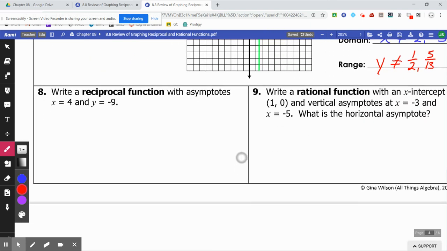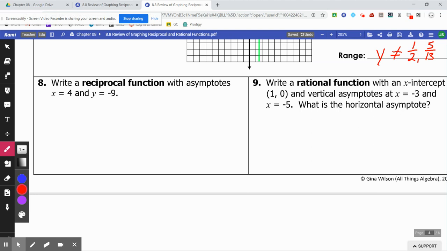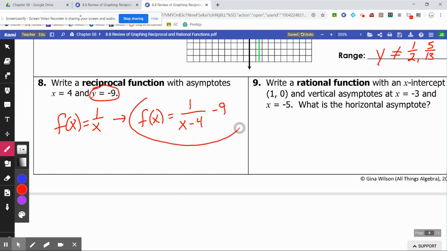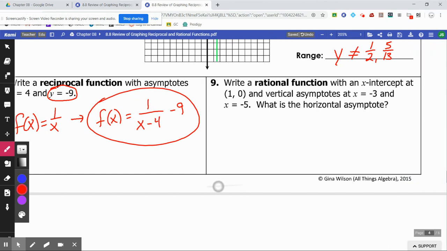Next up says write a reciprocal function. And reminder that for a reciprocal function, the parent is f of x equals 1/x. That has an asymptote line at x equals 4. So let's start with that one. If it has an asymptote line at x equals 4, that means the bottom is going to be x minus 4. It has a horizontal asymptote at -9. Well, right here is where the horizontal asymptote is located. So there it would be that function.